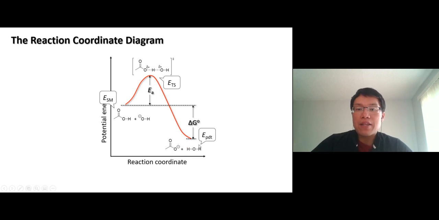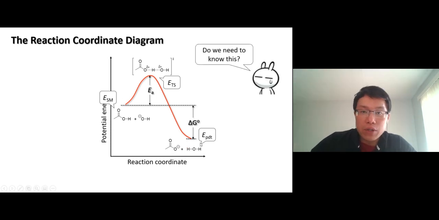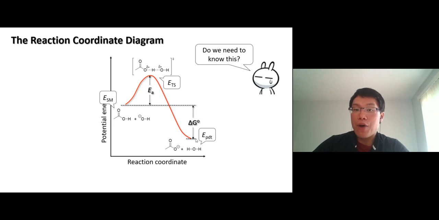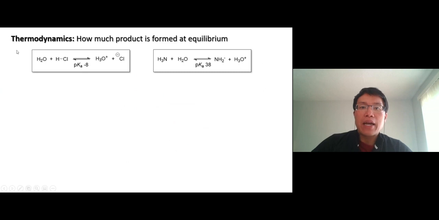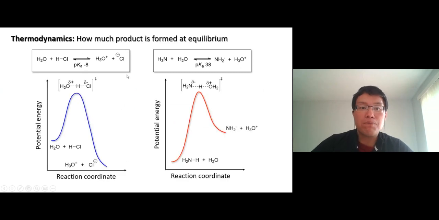All right. Now, you may ask, why do we need to know this? Well, there is crucial information that we can take away from an energy diagram. One of them is thermodynamics information. It tells you how much product will form at equilibrium. All right. There are two types of energy diagram that you're going to see. Start on the left side.